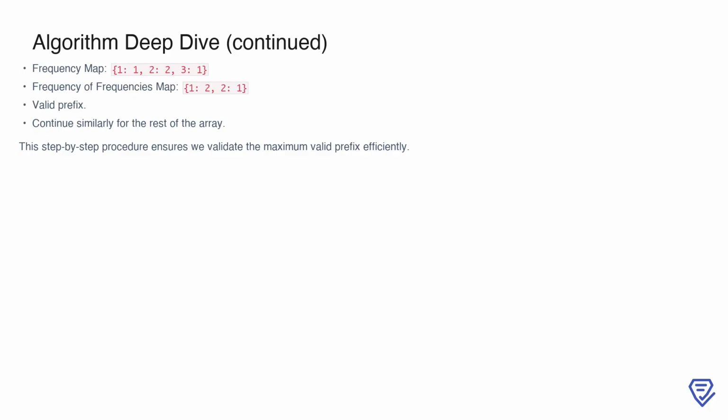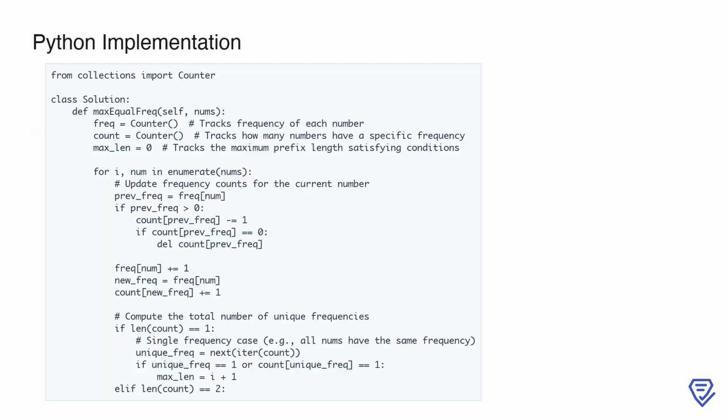By leveraging the frequency map and the frequency of frequencies map, we avoid redundant calculations and maintain an O(n) time complexity. This example illustrates how the algorithm handles dynamic updates and validates each prefix, ensuring correctness across a variety of input scenarios. Here, we start by importing the Counter class from the collections module, which will help us efficiently track frequencies. Inside the Solution class, the max_frequency method takes an array of integers called nums as input.